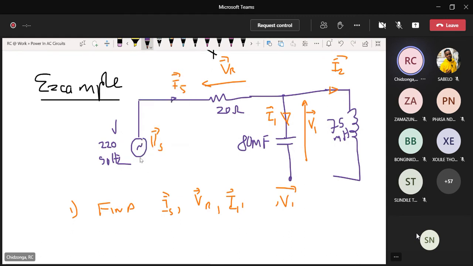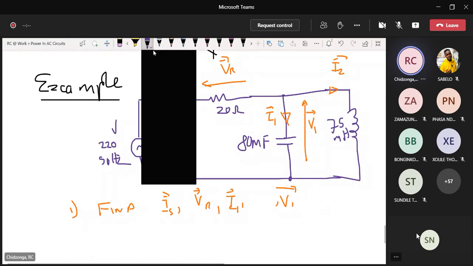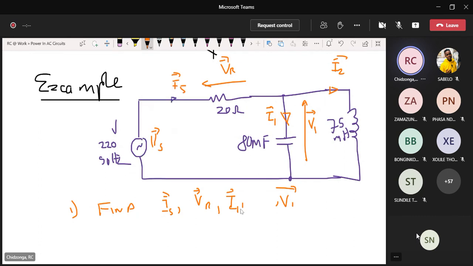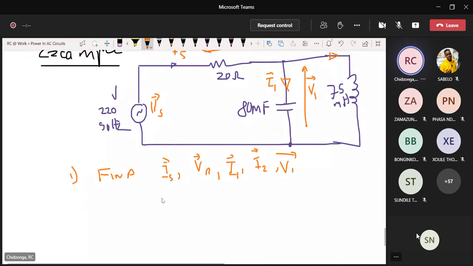Okay, let's try and put it back together. Like that, and then this one, V1, so this is I2. Right? That's I2, right? That's what you need to find for me. Then the second thing, number 2, find S, P, and Q from the source.